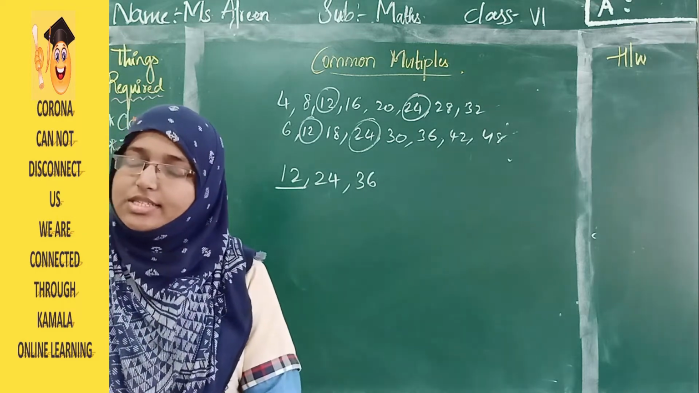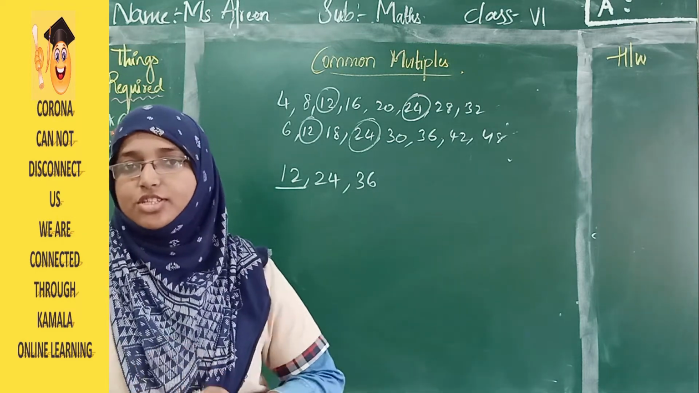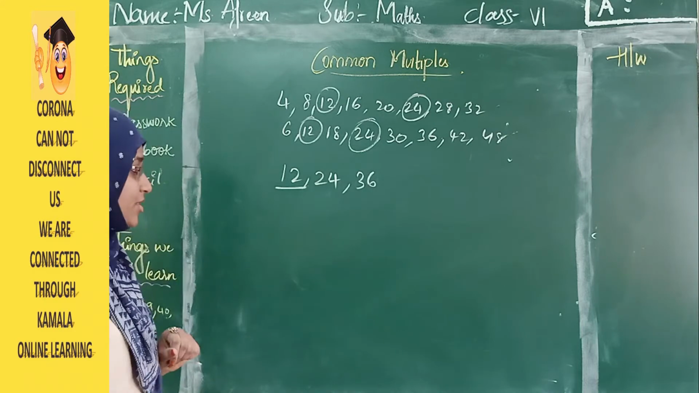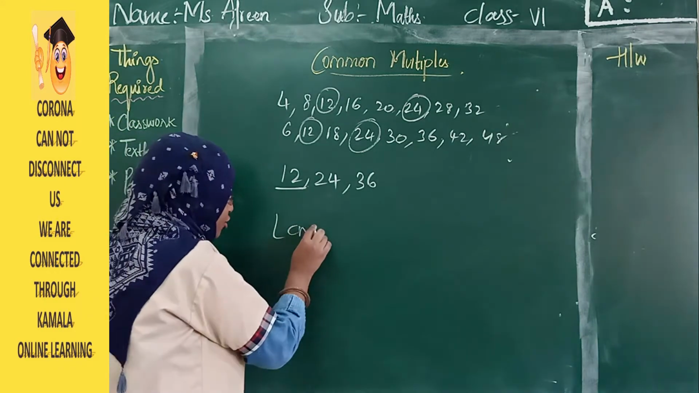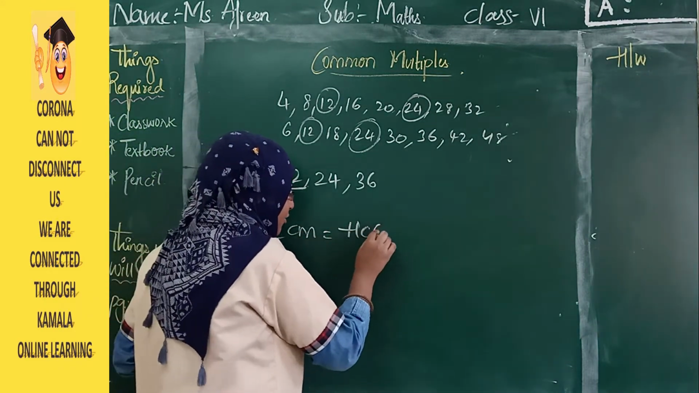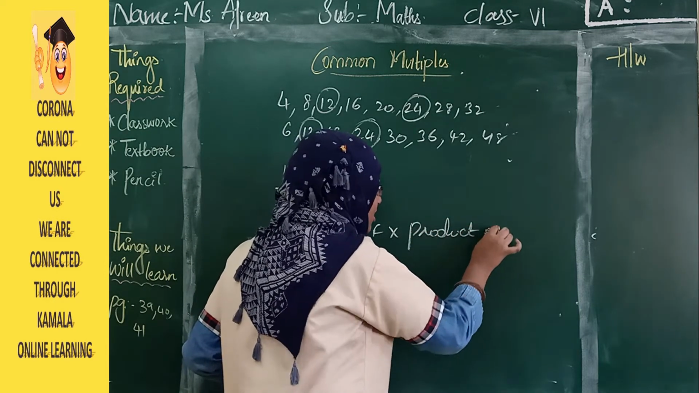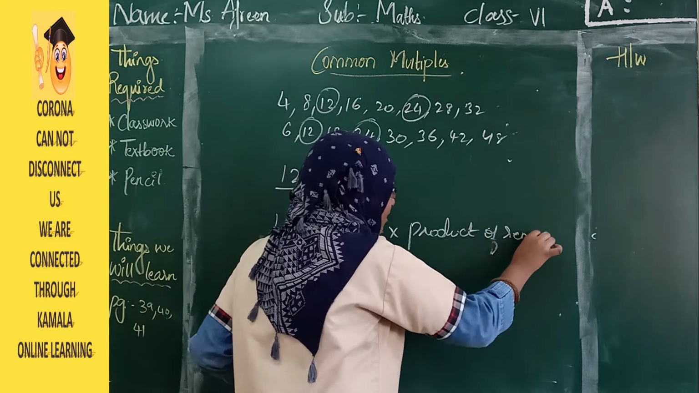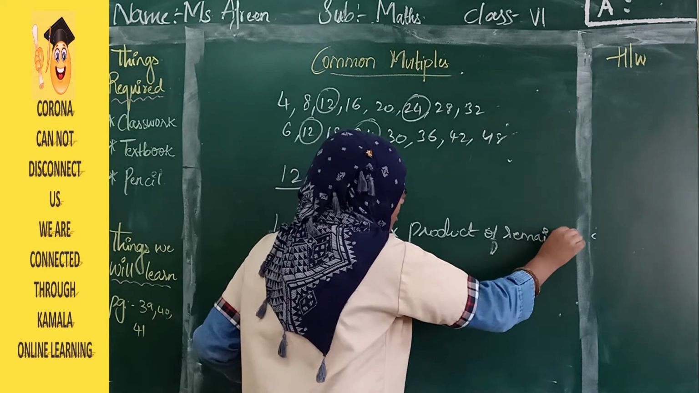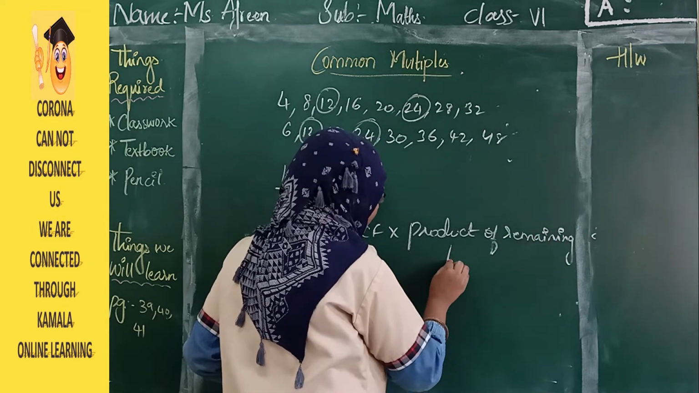If you remember from last year, to find LCM by the prime factorization method, we wrote LCM is equal to HCF into the product of the remaining factors. Yes or no? This is the same. They have just changed the sentences and the remaining factors. Okay.